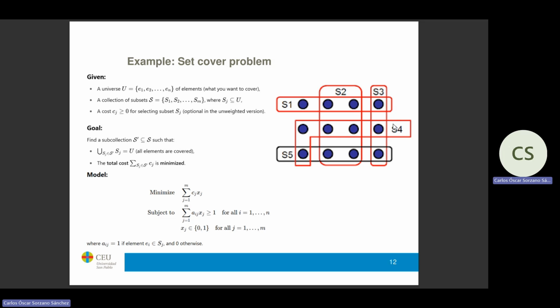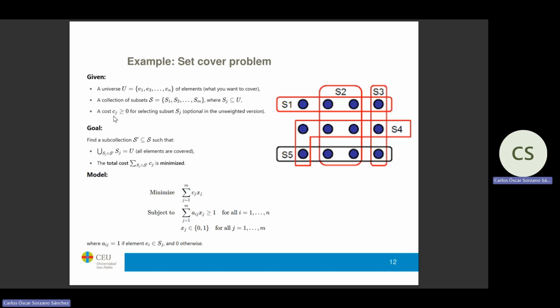So let's say that you have a universe of elements that you want to cover. So you have a set of elements, and you have some subsets, not all of them, but these are some subsets. So let's say that S1 is these 4 elements, S2 is these 6 elements. They don't need to have even the same amount of elements in each one of the subsets. And each one of the subsets has an associated cost.